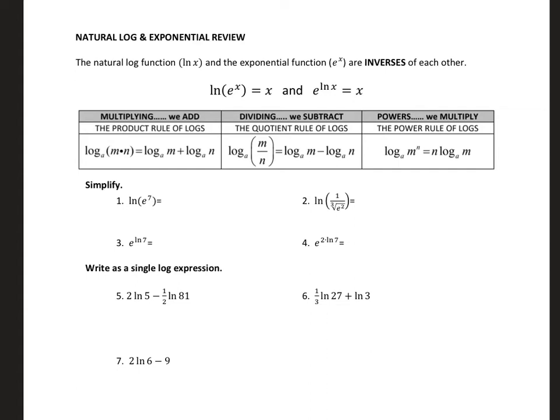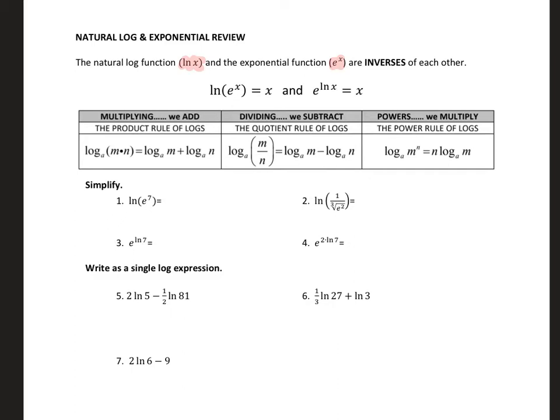This video is going to review some natural log and exponential properties that might show up in doing the calculus that involves them. So it's not intended to teach you all of this, it's just a refresher. So first, a natural log function that is abbreviated as ln, so that's ln of x. And my exponential function is e to the x, and e is called Euler's number, and it's an irrational number like pi. It's like 2.71 something.